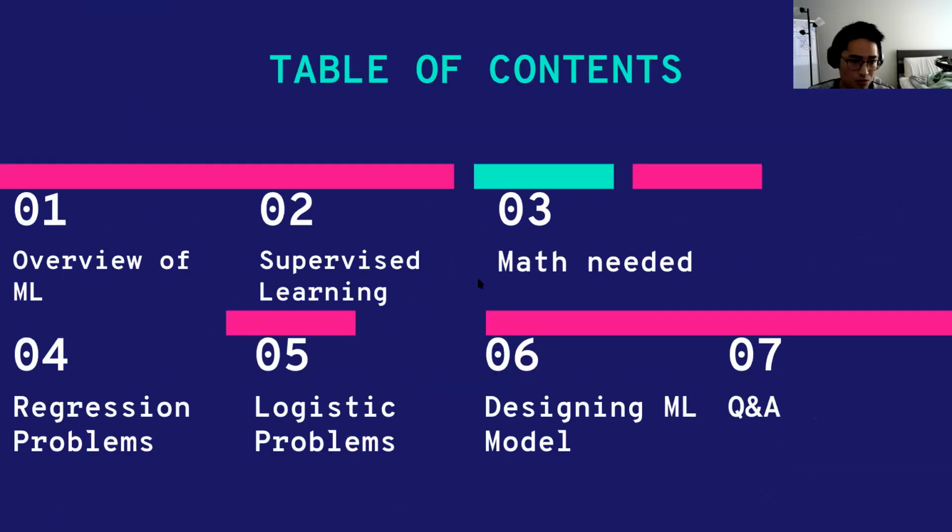We'll first go over an overview of ML, a recap of what machine learning is and the different problems you'll be encountering. We'll go over supervised learning, which is the main problem we're going to be dealing with in our hands-on technical workshops. Then a breakdown of the type of math that is needed, the general regression problems, the logistic problems, as well as designing your ML model to deal with regression and logistic problems. And then we'll end off with a Q&A.